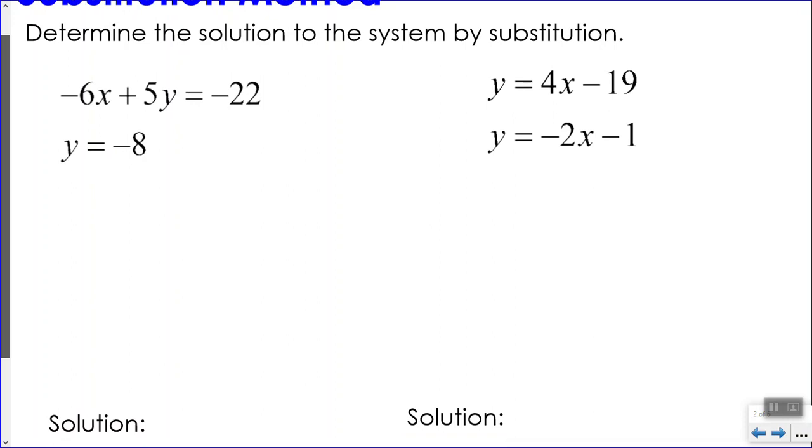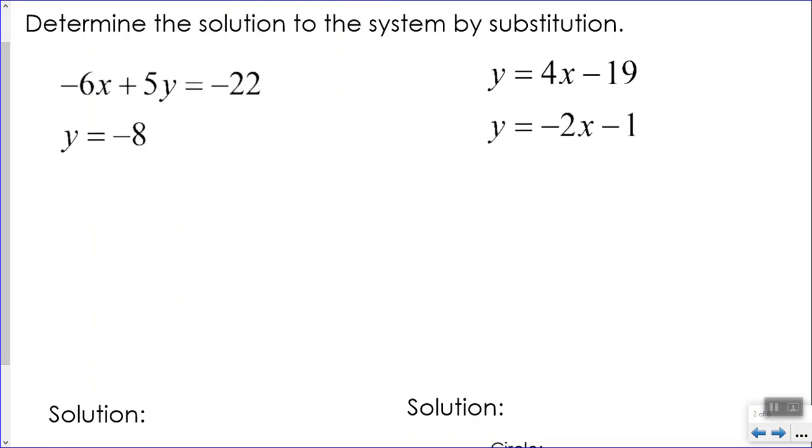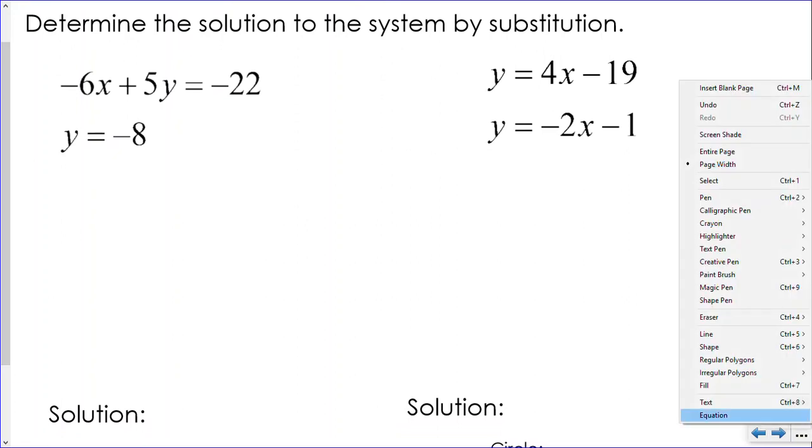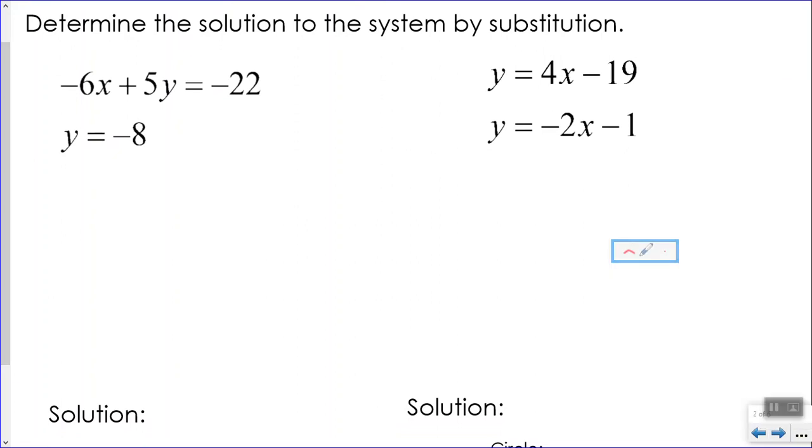So, again, it's going to be important to read the directions because here we're asked to solve by substitution, so we want to make sure we use it. The thing that we're going to look for when we're solving by substitution is whether we can easily isolate one of the variables. So in this case, y is already isolated, and we know that y is -8. So that means I'm going to take this and substitute it in for y in the first equation. So we're going to say -6x plus 5 times -8 equals -22. And now in doing so, I've gotten rid of one of the variables, and I'm just left with a one-variable equation that I can very easily solve.